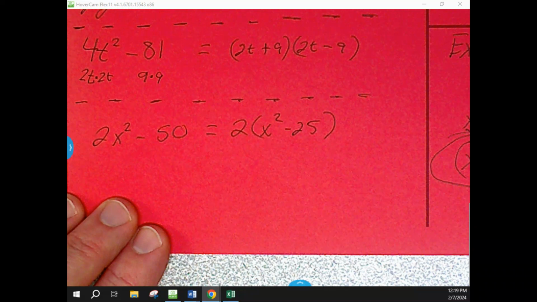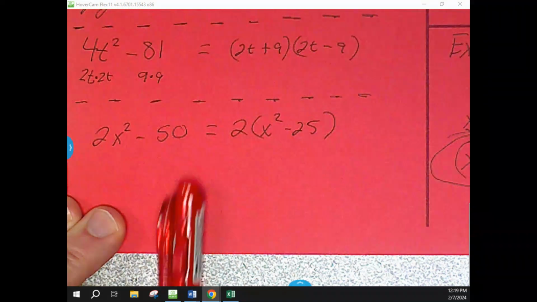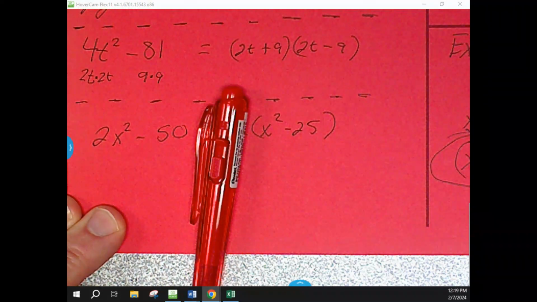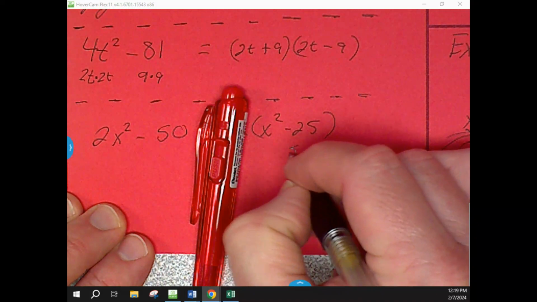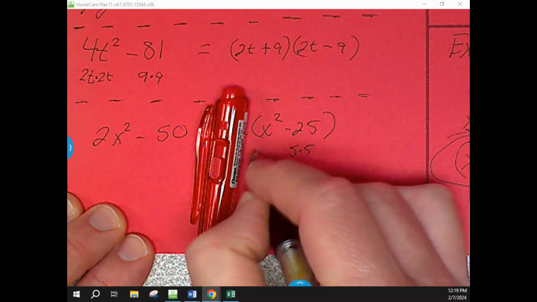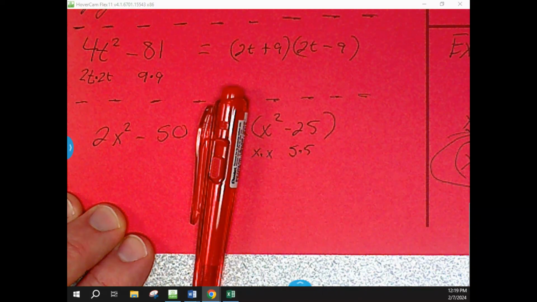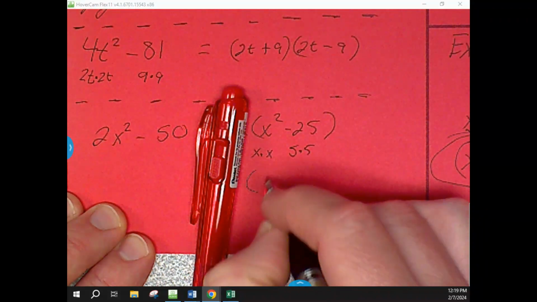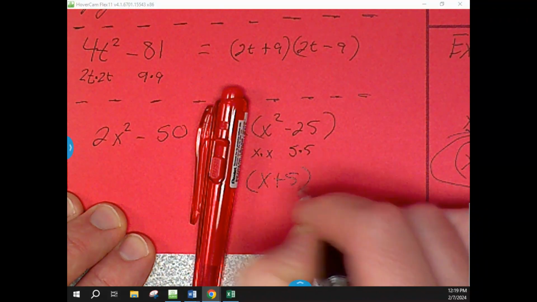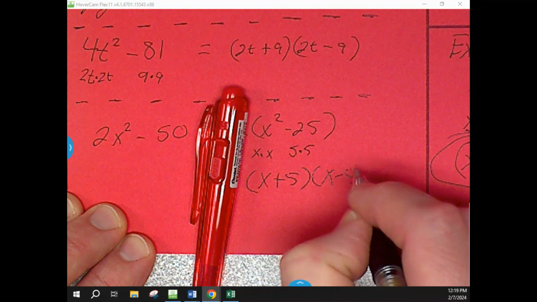All right, and if you cover up the 2 for just a second, are those perfect square numbers? Because 25 is 5 times 5. X squared is x times x. So we're going to do x plus 5. One of them is x minus 5.